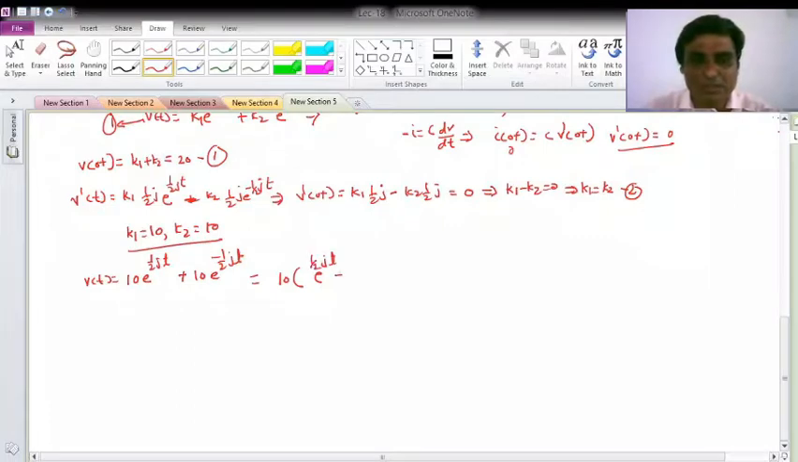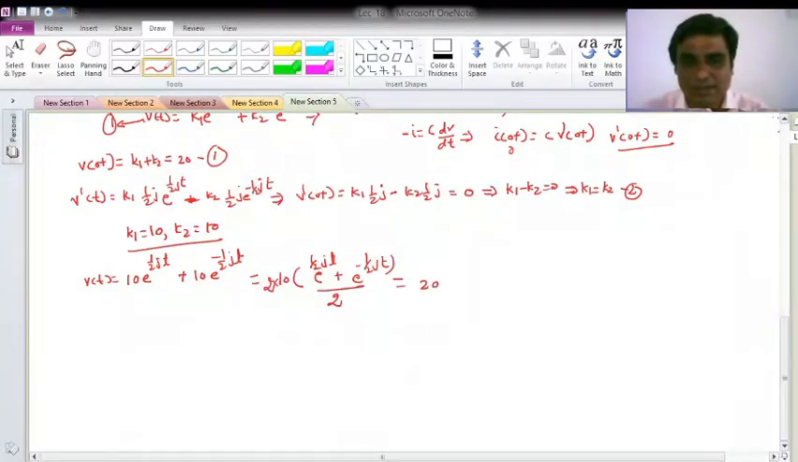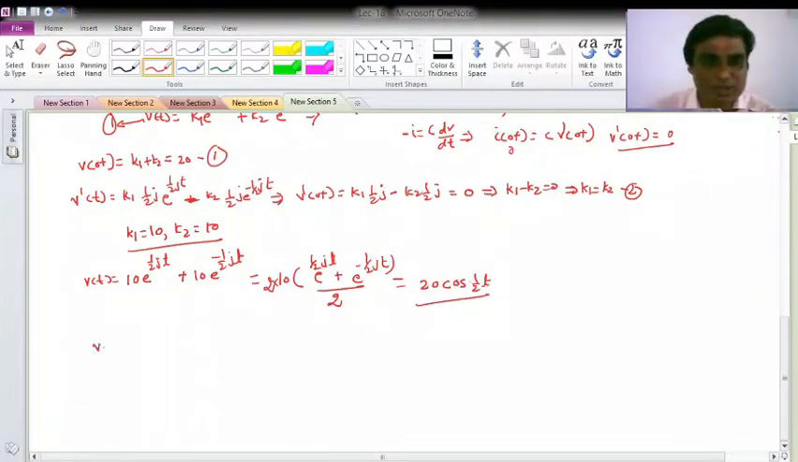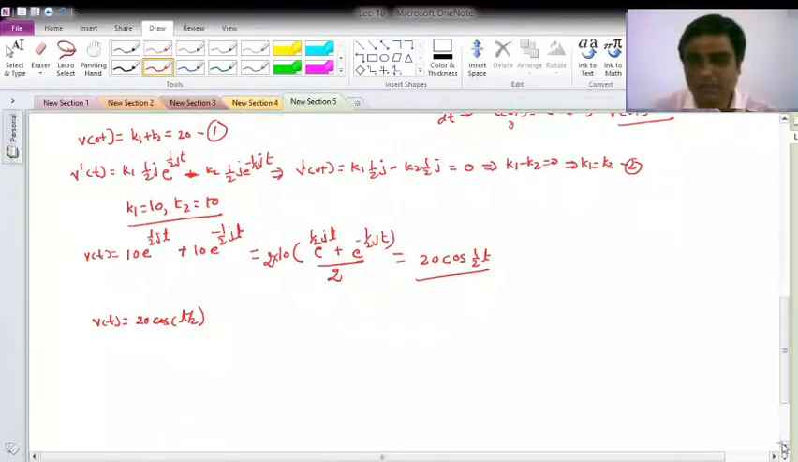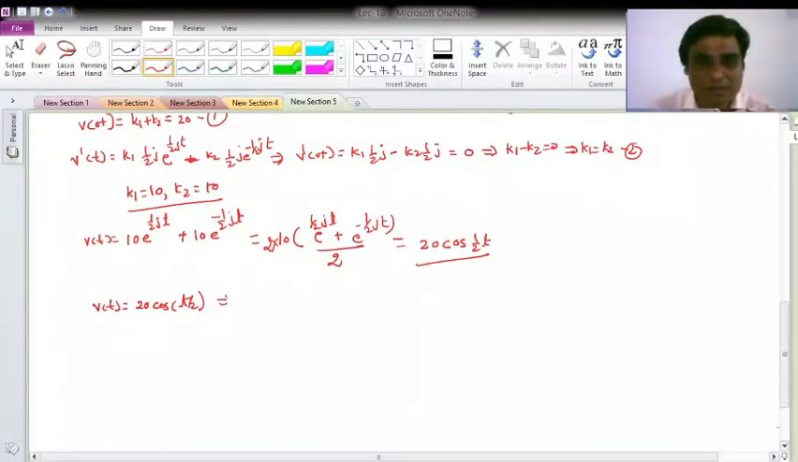So e raised to half jt plus e raised to minus half jt, and that will be 2 cos half t, so it will be 20 cos half t. Okay. So my voltage equation, voltage at any time t across C will be 20 cosine t by 2. Now if I would like to find out what is the current through the inductor, or also what is the current in that resultant LC circuit, so I_T will be minus C dV by dt for the network which we have taken into consideration.